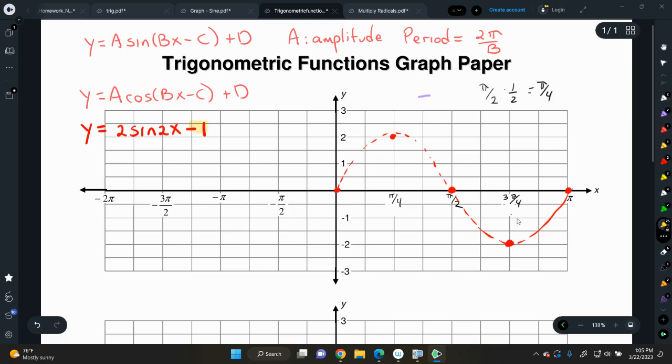Now, let's go ahead and do the -1. So I'm going to move every point down 1. Down 1, down 1, down 1, down 1, and down 1. This is my final curve.